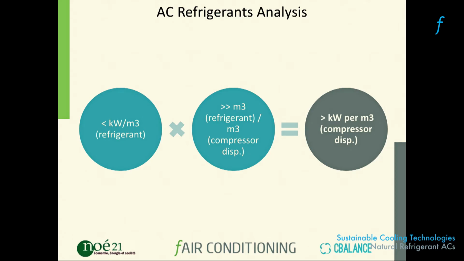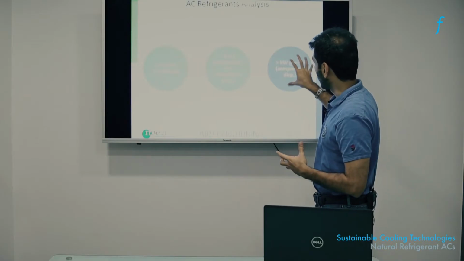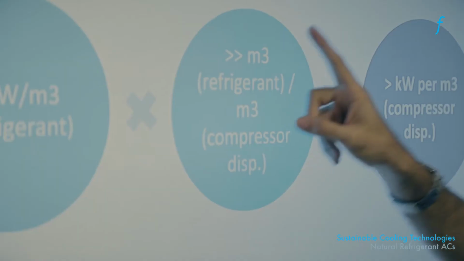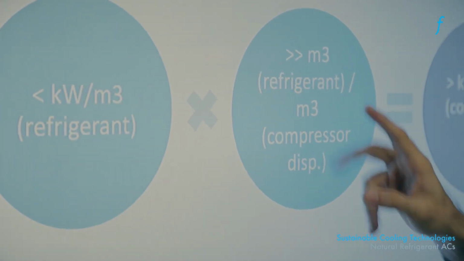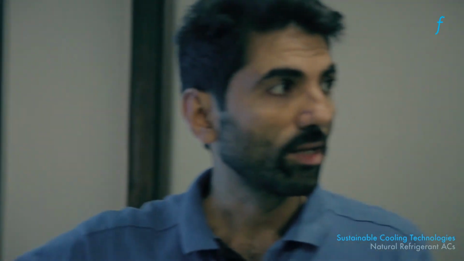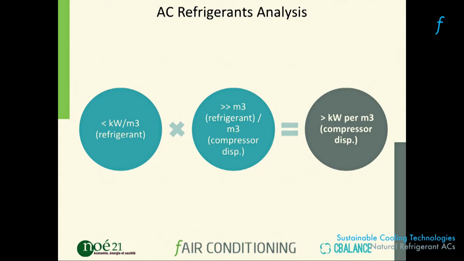which is what this relationship depicts. And hence R290, despite having a disadvantage in one parameter, is able to compensate for its deficiency there by having a high density which the compressor is able to harness, and hence has a good overall efficiency compared to business as usual refrigerants.